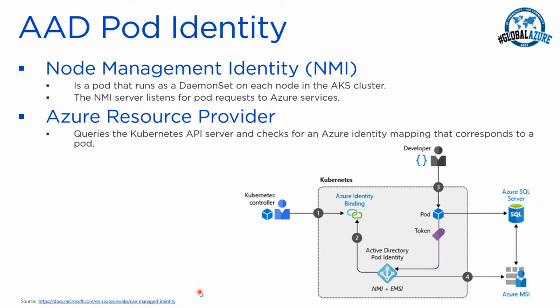Basically, this AAD pod identity is acting like an interceptor. We create a binding to a pod, and whenever this pod tries to access some resource, it requests a token. This is intercepted by those daemons, then the token is acquired from Azure and sent back to the pod, and the pod accesses the resource based on that access token. You can really get rid of any passwords inside your cluster if you're just using managed identity enabled services in Azure.